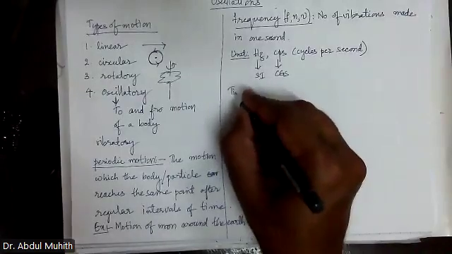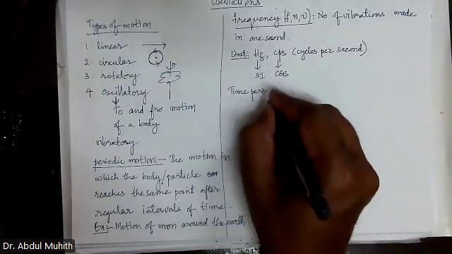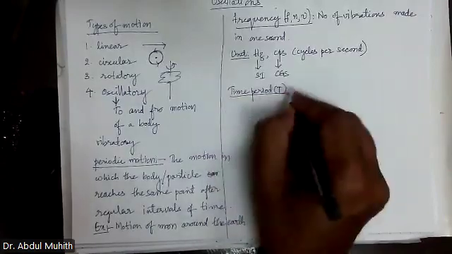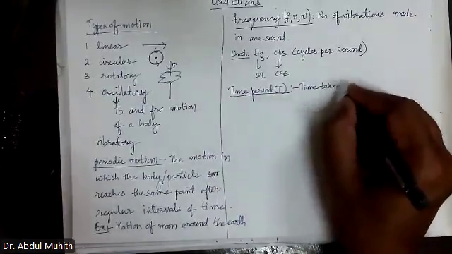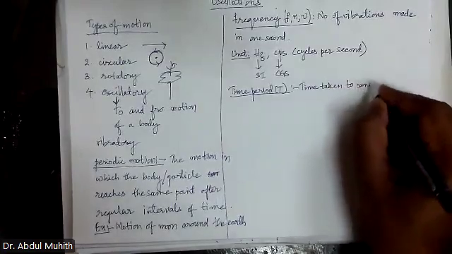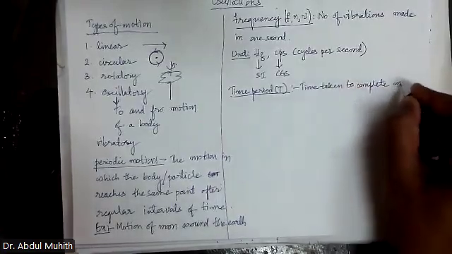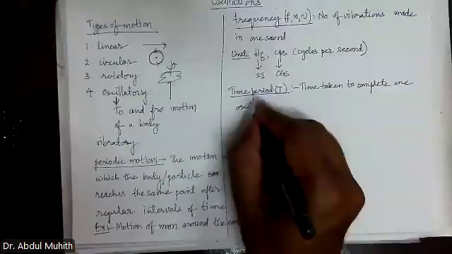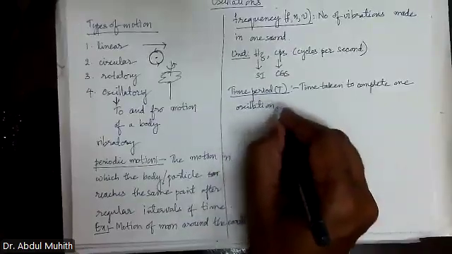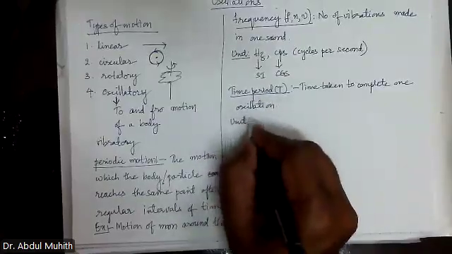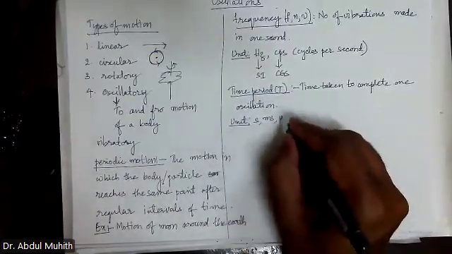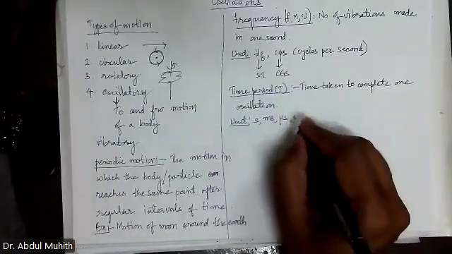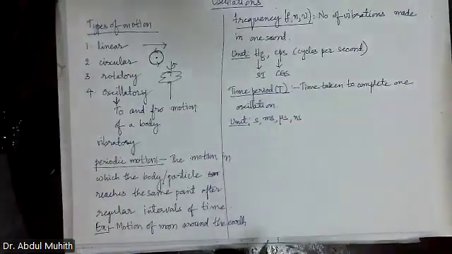Next is time period, denoted by capital T. What is time period? The time taken to complete one oscillation is known as time period. What are the units of time period? It is measured in seconds, or milliseconds, or microseconds, or nanoseconds. Time period is the time taken to complete one to and fro motion.